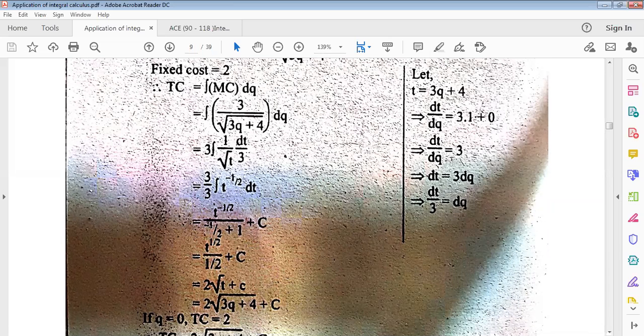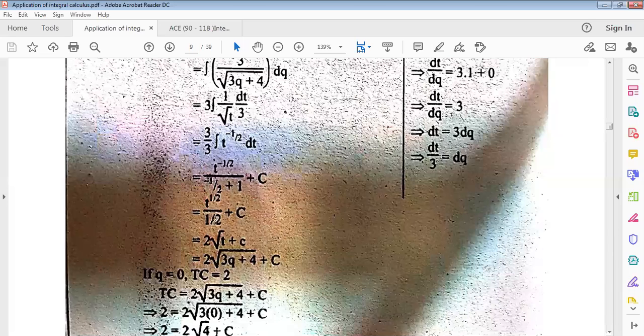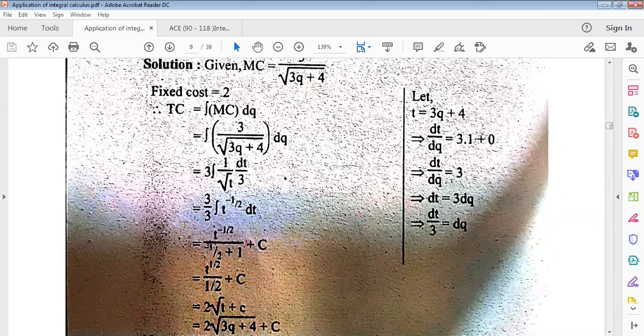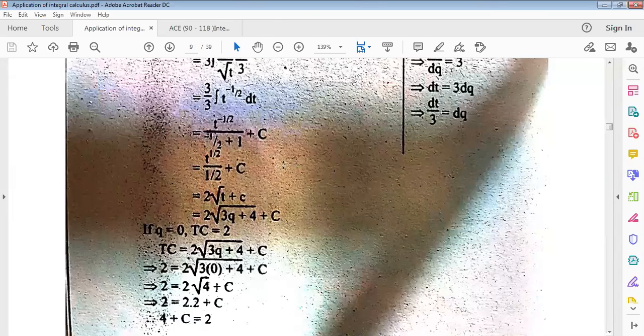And 3 cancel. Okay. 3 cancel. So this equals, actually this half can be written as 2, because this is the fraction in division form. If you take it as a multiplication form, then we can write this as 2 square root over t. T means what? Actually 3q plus 4.